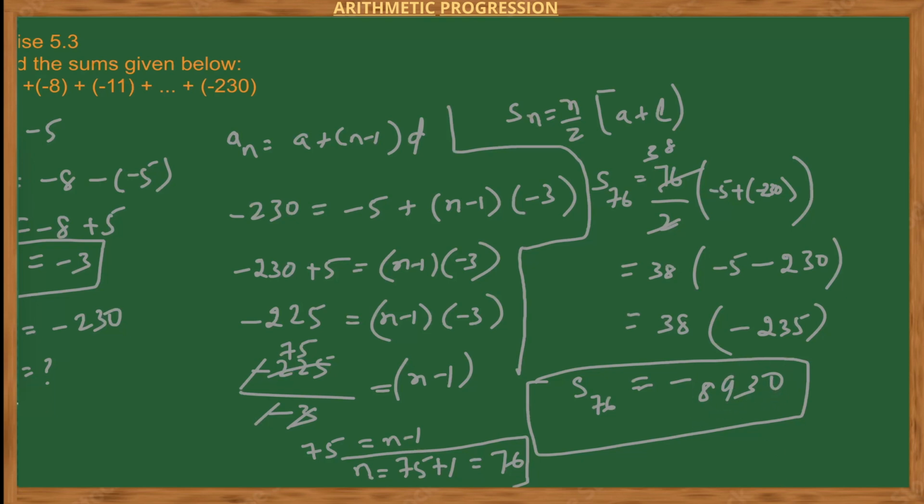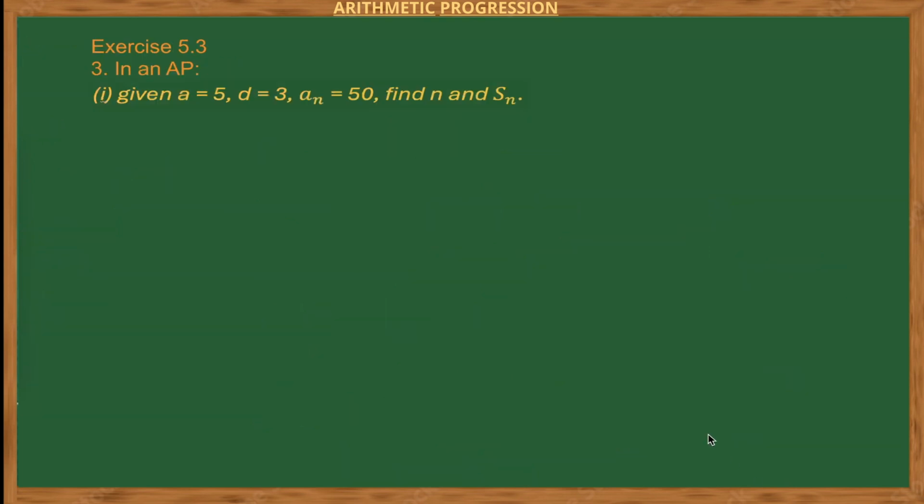Okay students, let's move to the next question. In an AP, a is given, the difference is given, and An is given as 50. Find n and Sn. So in this arithmetic progression, we have A, we have D, we have An, and we need to find n and Sn.